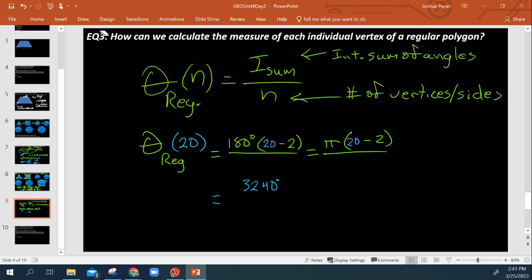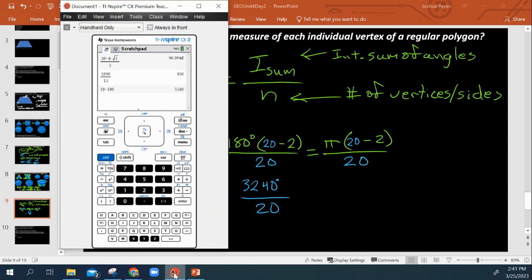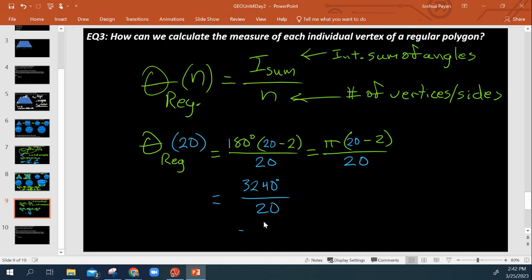And I, of course, forgot to plug in for n here. N is supposed to be 20 down here. And we divide that by 20. And you can see it's a little bit more arduous dealing with degrees than it is with radians. I'm actually having to use a calculator, whereas with radians, I'm probably not going to have to. So 162 degrees. Each one of the 20 angles on a regular 20-sided polygon would be 162 degrees.